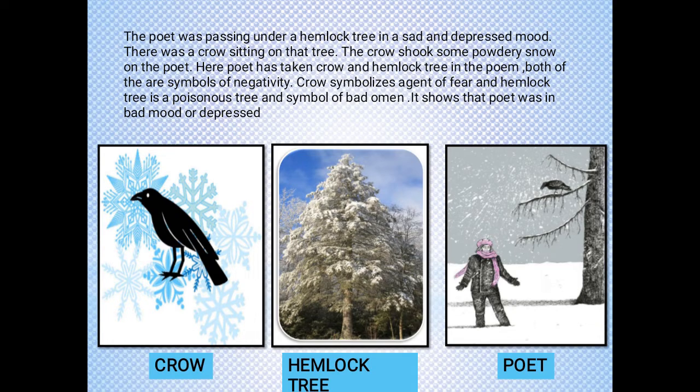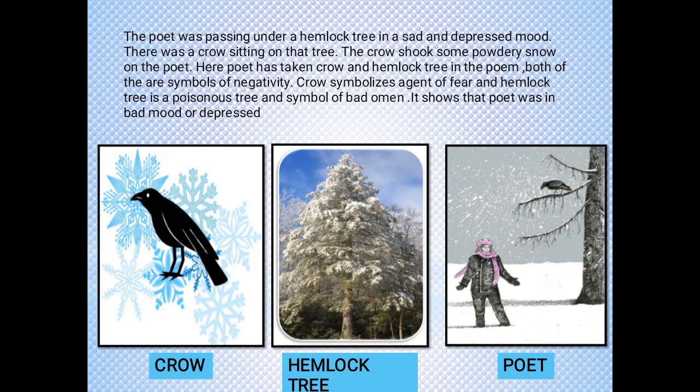तो पोइट ने, usually poets used to take good signs, like they used to take peacocks, they used to take nightingales in their poems. But in this poem, he has taken a crow, he has taken a hemlock tree. Both are negative things, according to some people who believe that they are bad omens. Fine. These things also depict that he's not in a good mood, he's in a bad mood.